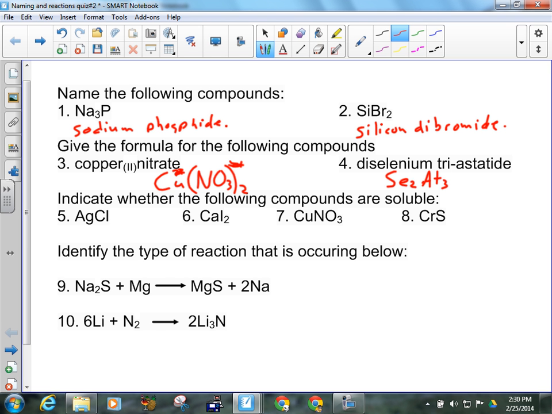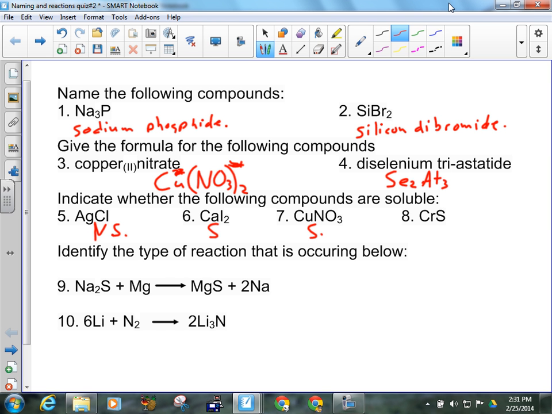For number 5 here, indicate whether the following compounds are soluble. So you need your solubility chart. On your solubility chart, you will find that chlorine is not soluble with silver, so this is not soluble. When you look at iodine, it is soluble with most things, and calcium is not in the things it's not soluble with, so this one is soluble. For copper nitrate, essentially all nitrates are soluble, so that one's soluble.